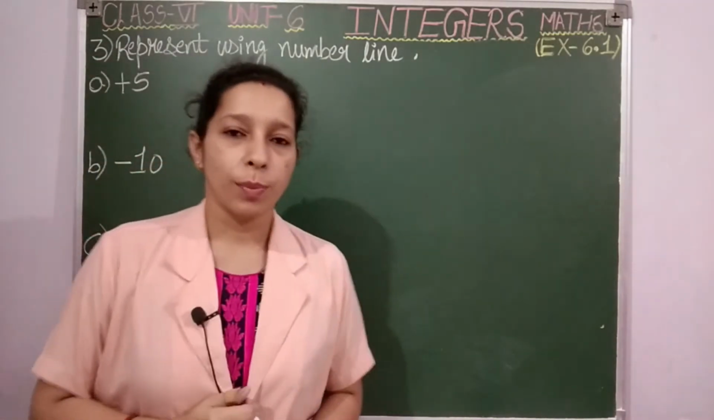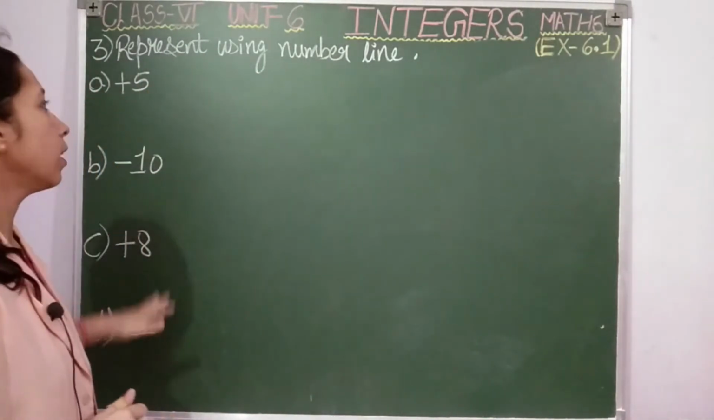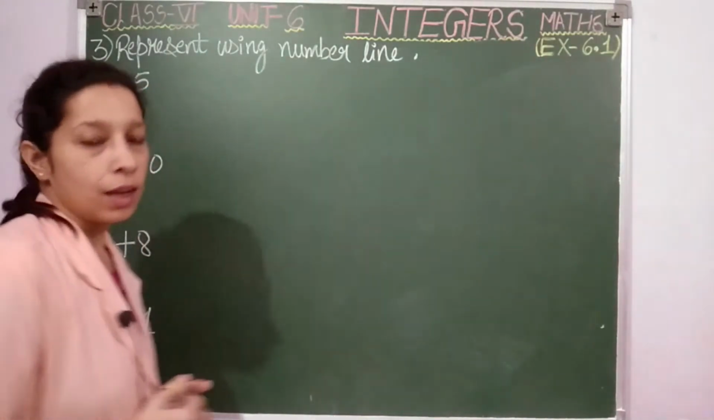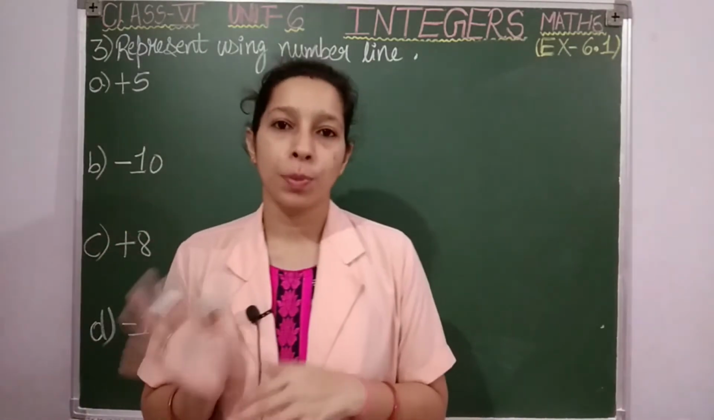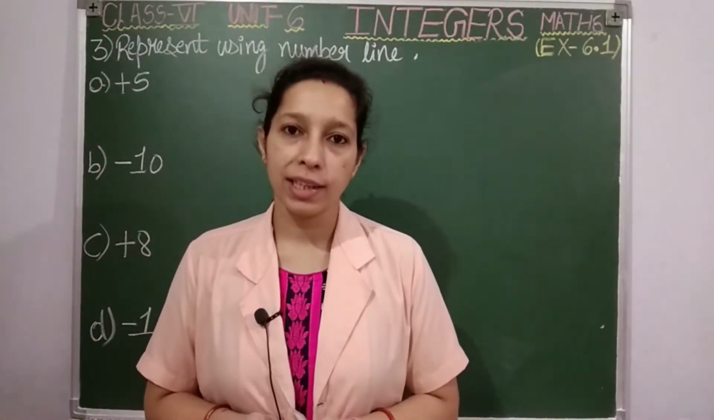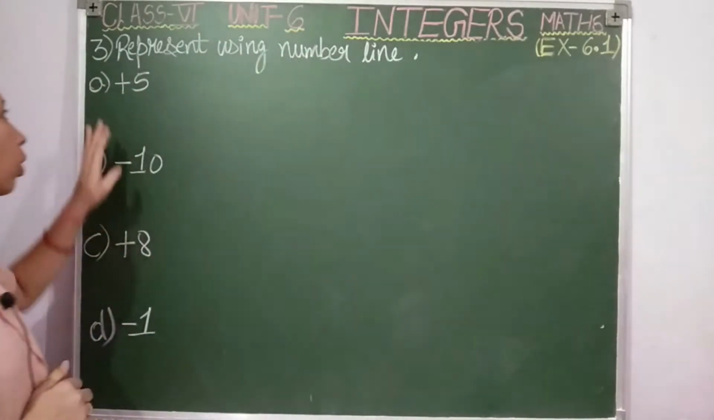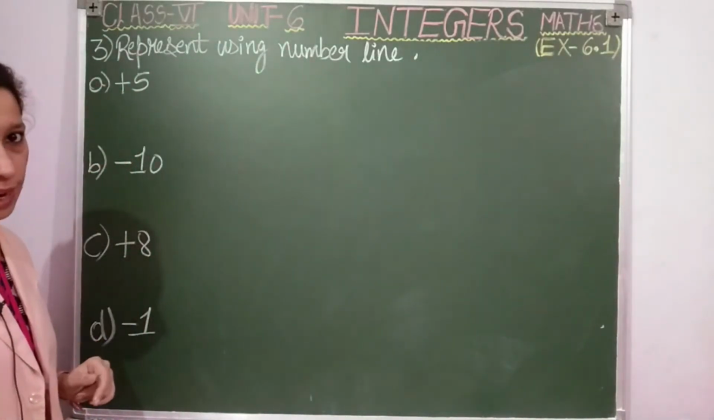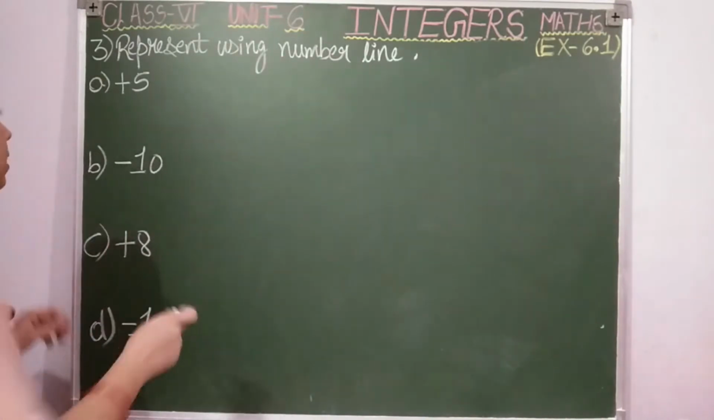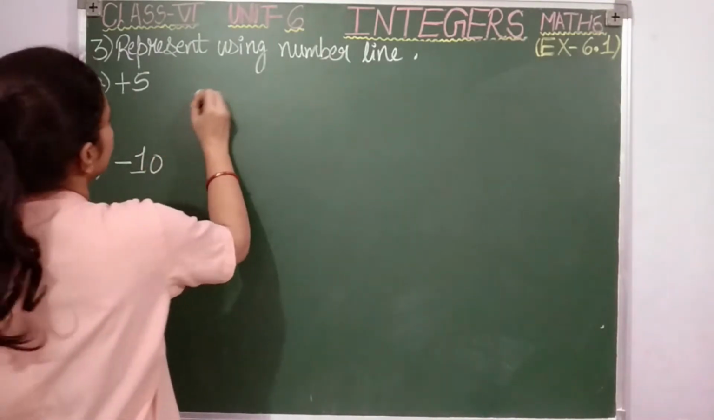So students, question number 3 is represent the following numbers on the number line. So you know very well how to represent the numbers using number line. I have made this clear in introduction video. So let us see. So here I want to represent +5 on number line. Okay students. So first step is to draw the number line.